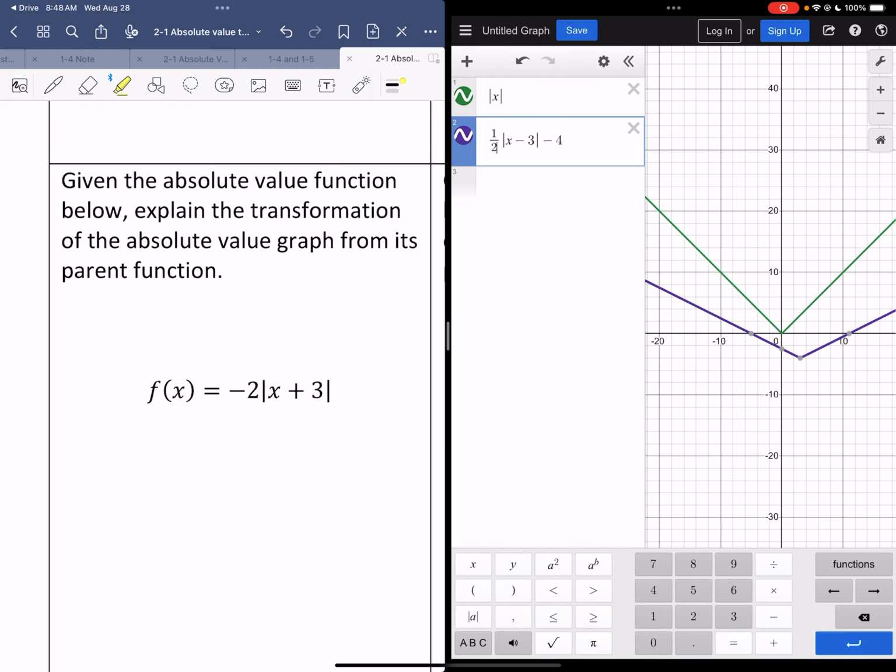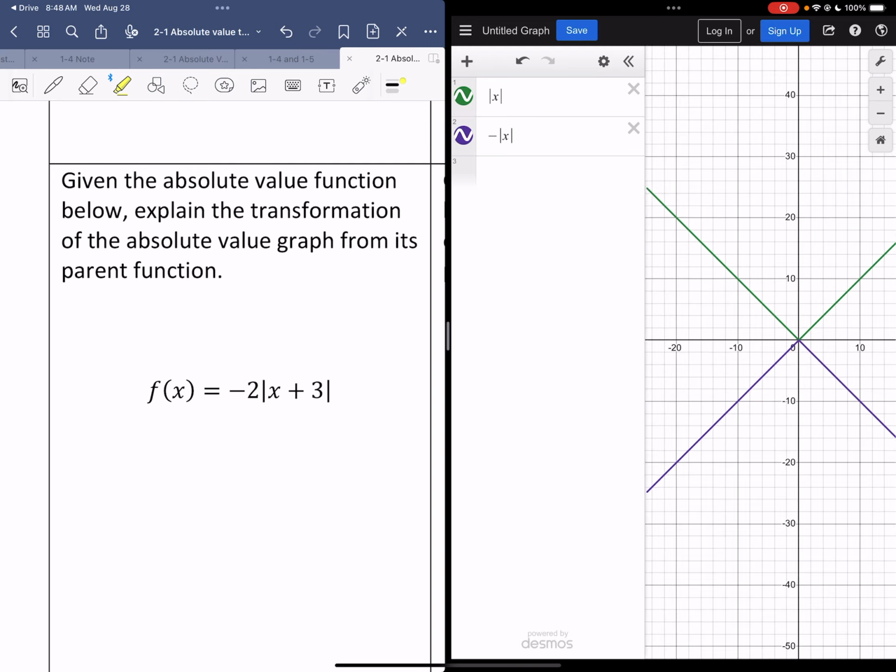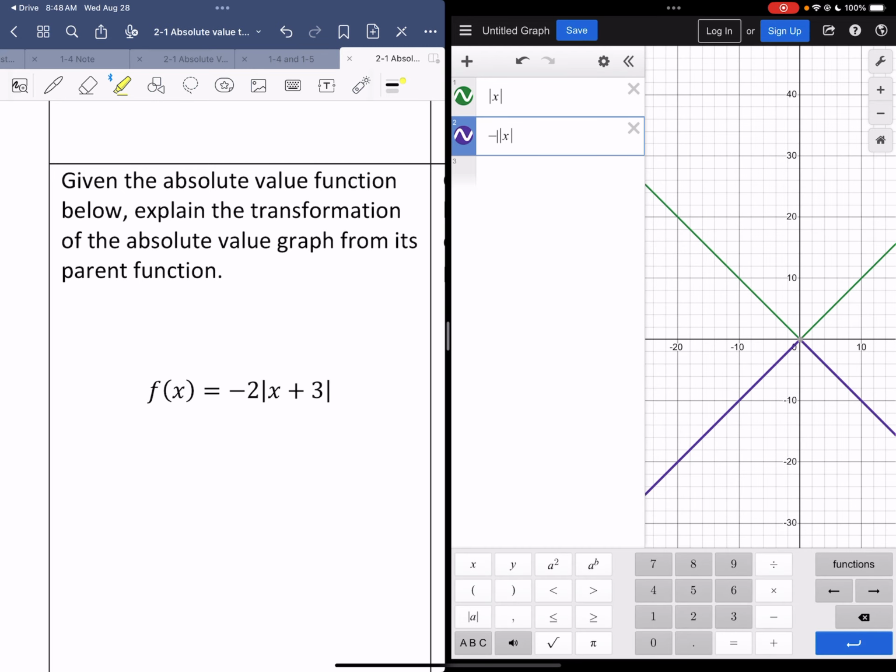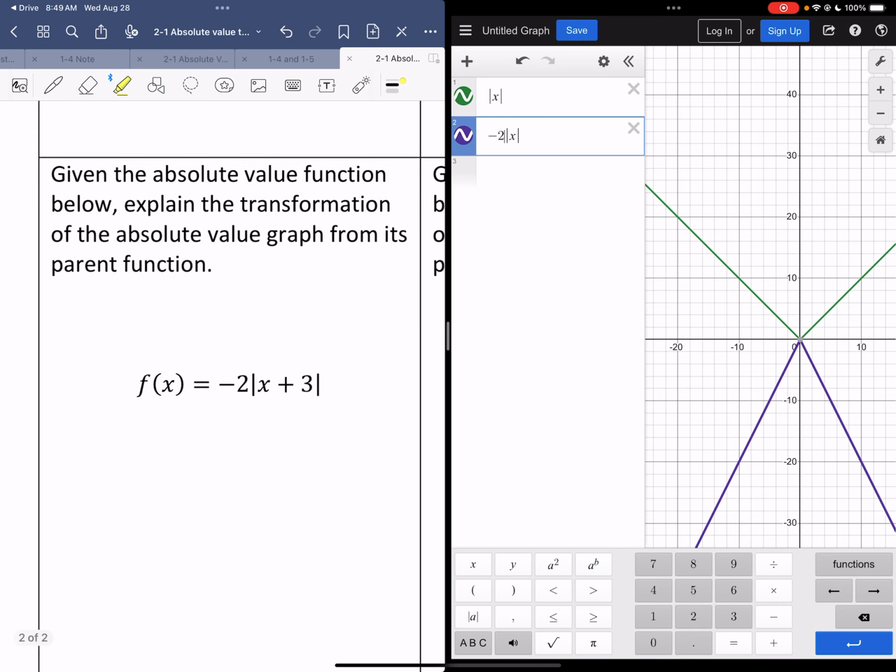Here, this is the last question that I want to go over. It says -2, right? Now watch. -2 is smaller than 1, so it sounds like this one should be compressed. But watch what happened. If I put negative, do you see this graph flipped? And if I put 2, it got narrower, which means stretched. Why did it happen?